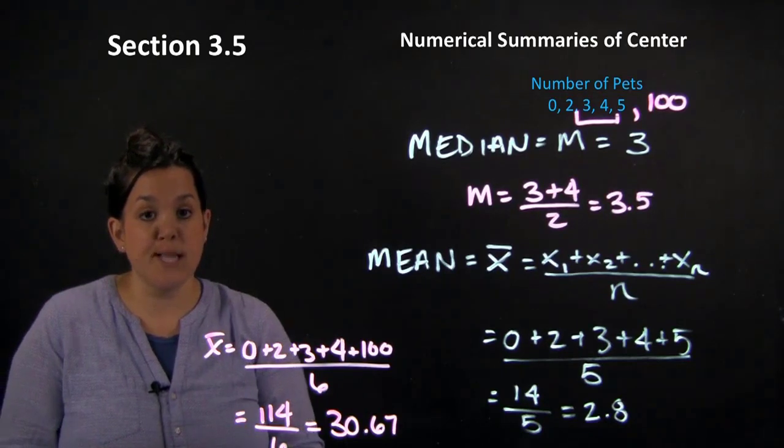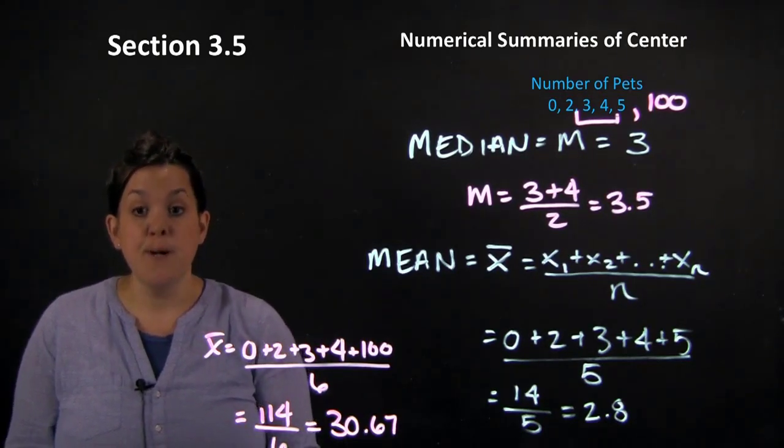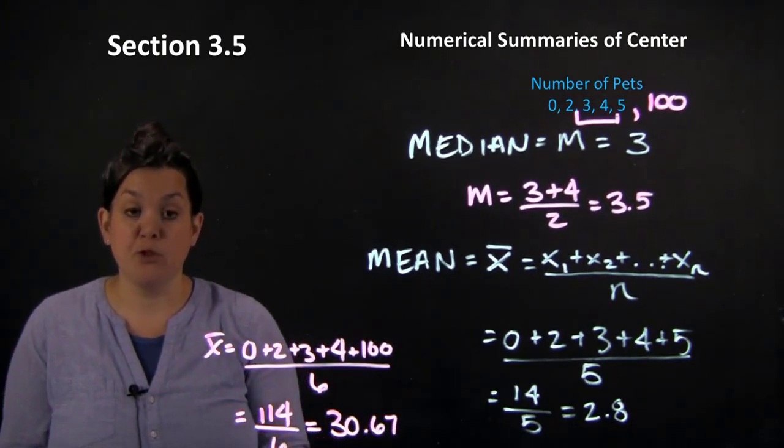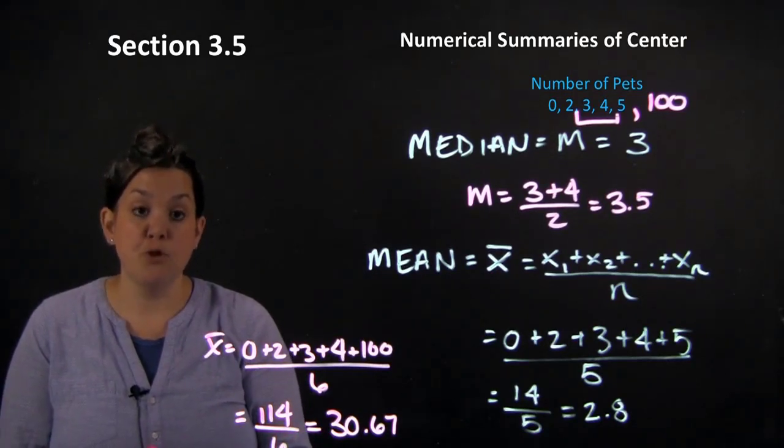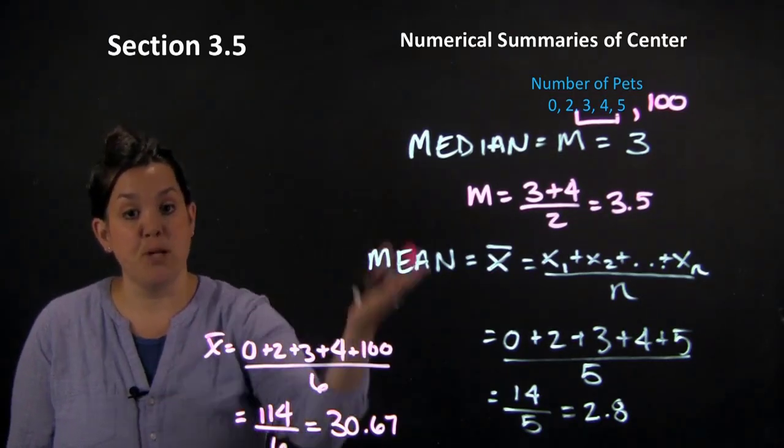Those are 2 looks at numeric summaries of center. And again, remember that when you describe a distribution, you now have 2 measures of center that you can use, both the median and the mean.